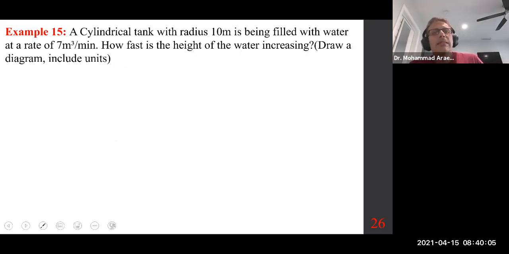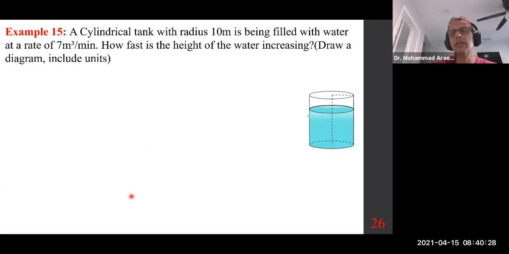There's another one. A cylindrical tank with radius of 10 meters is being filled. The rate is 7 cubic meters per minute. We want to see how fast the height is changing or increasing. Again, it's important to pay attention to the sign. The sign tells you whether it's increasing or decreasing, class.